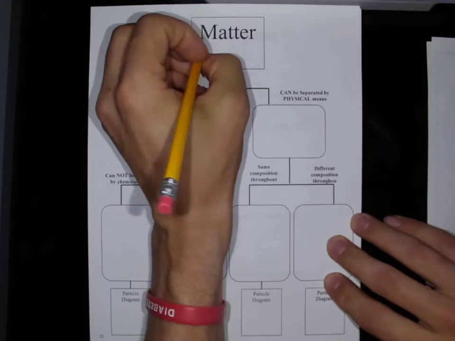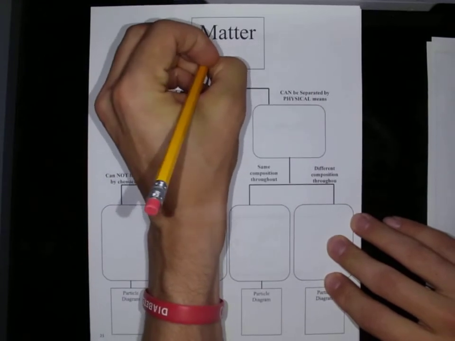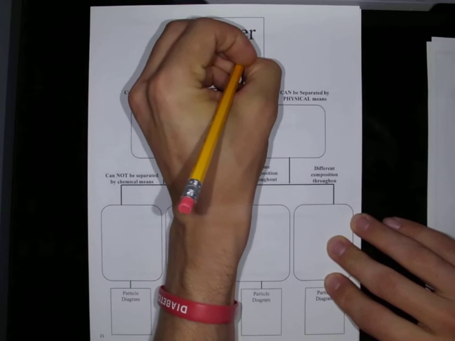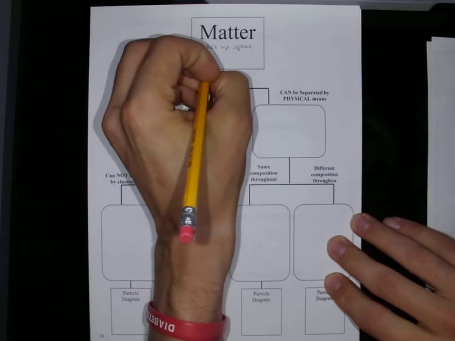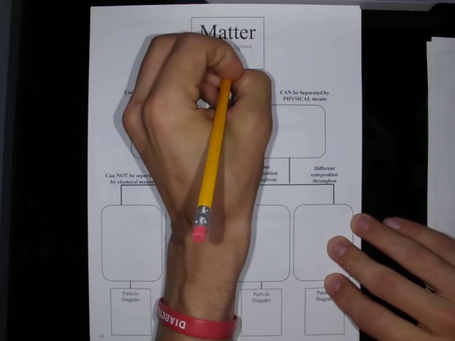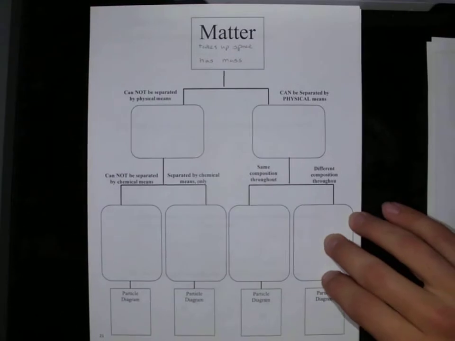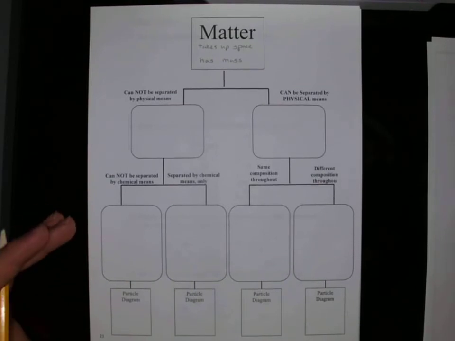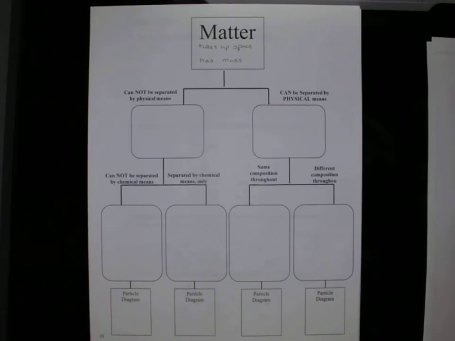So, matter takes up space and has mass. Really, if we think about it, that's pretty much everything, right? We got water, we got air, we got anything solid, right? They always take up some amount of space and they all have mass. And so, really, we need to kind of break down our different types of matter, right?